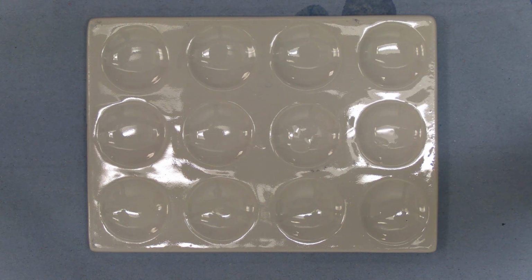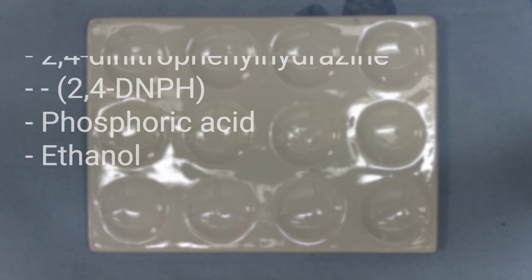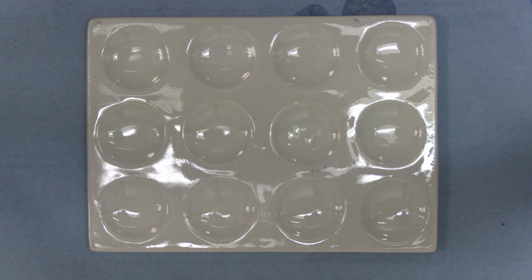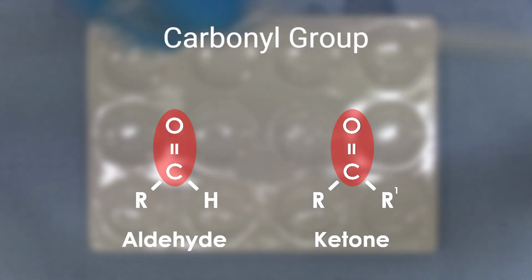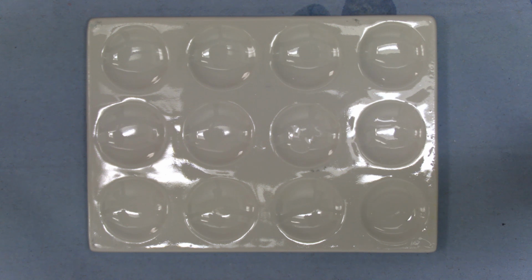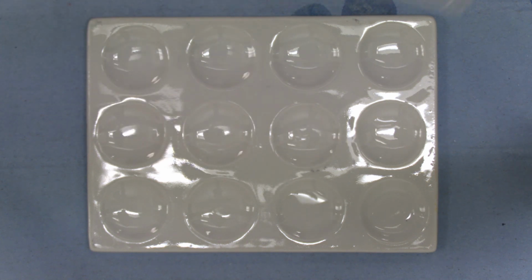Brady's reagent, which is a mixture of 2,4-dinitrophenylhydrazine, phosphoric acid, and ethanol, can be used to test for the presence of carbonyl groups in organic compounds. In the presence of the carbonyl group, C=O, 2,4-dinitrophenylhydrazine reacts to form a yellow to orange precipitate.